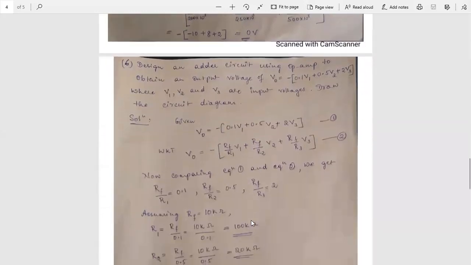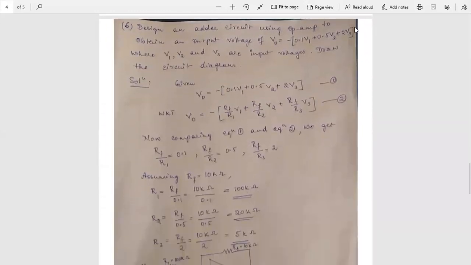Next problem. Design an adder circuit using op-amp to obtain the output voltage V0 is equal to minus of 0.1 V1 plus 0.5 V2 plus 2 into V3, where V1, V2 and V3 are input voltages. Draw the circuit diagram. Okay, so now here, to draw the circuit diagram of an adder circuit, we need to calculate the resistor values.